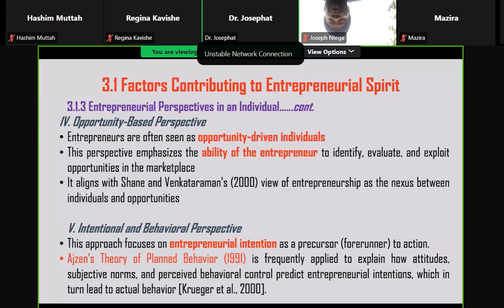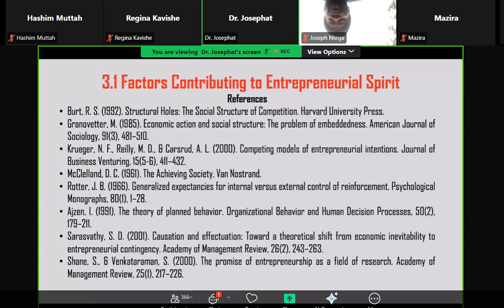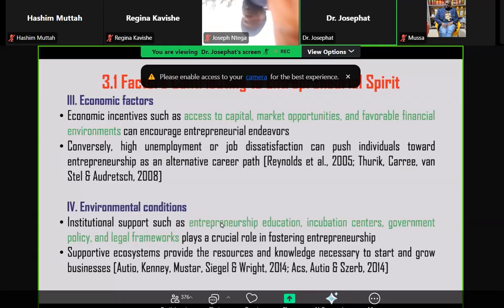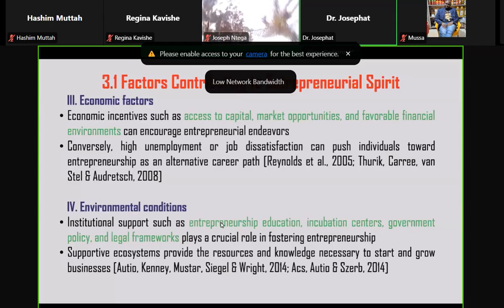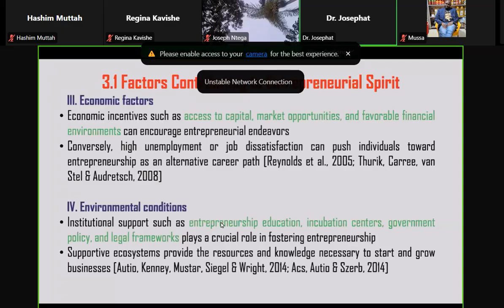The third one is economic conditions. We talk about institutional support, such as entrepreneurial education, incubation centers, government policies, as well as legal frameworks, which play a significant role in fostering entrepreneurship. Supportive ecosystems provide the resources and knowledge necessary to start and grow business activities. If the entrepreneurial ecosystem is very weak, it is very difficult for such a society or country to create this entrepreneurial spirit or to motivate its citizens to engage in entrepreneurship.